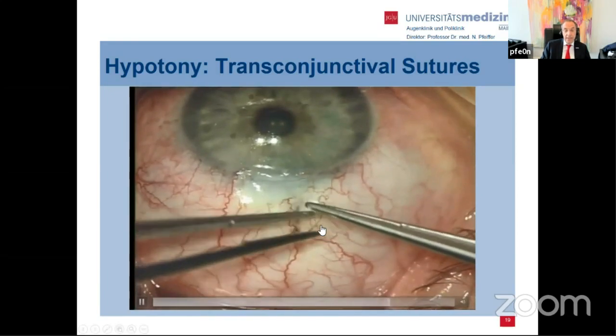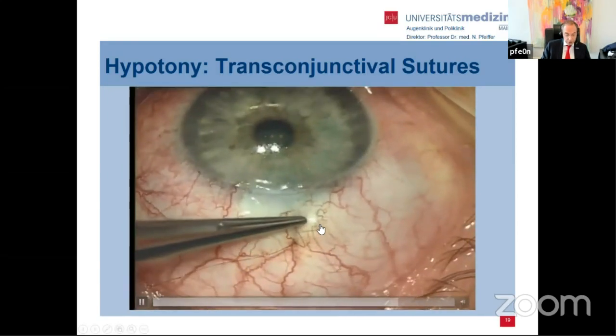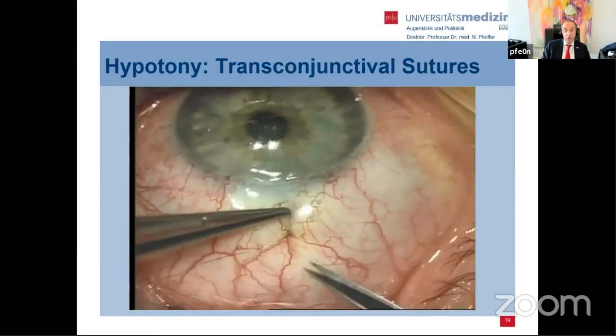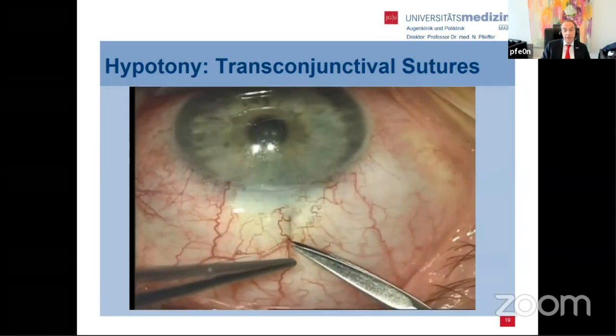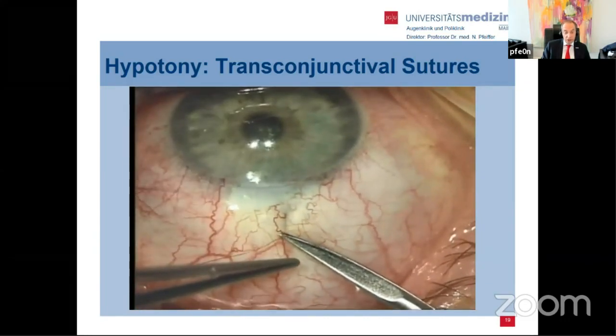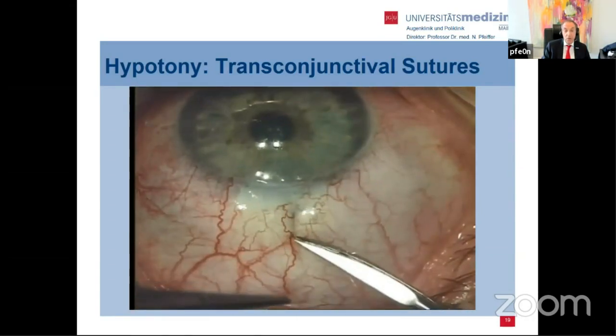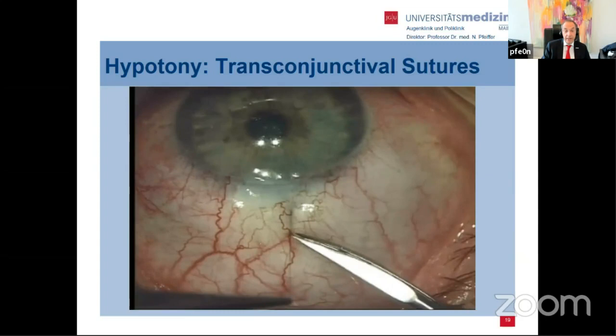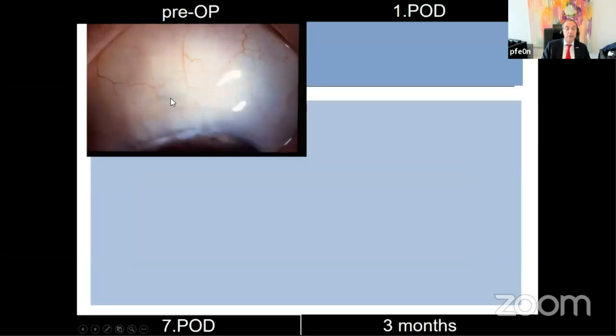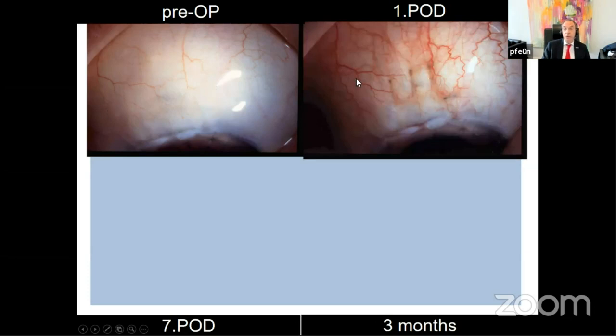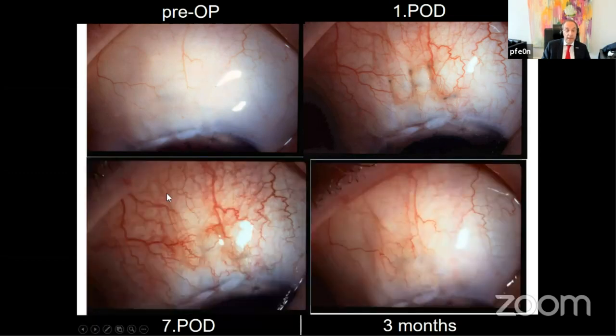Now, it's difficult to say how high the pressure is going to be afterwards, but usually a few stitches are enough to bring up the pressure and fistulation is rare. Now, the following slide shows you the results of this very eye. Here you see the pre-op filtration bleb. And on the following day, it looked like that with 1, 2, 3 stitches and one parallel to the limbus. This is what it looks like on the first post-operative day.